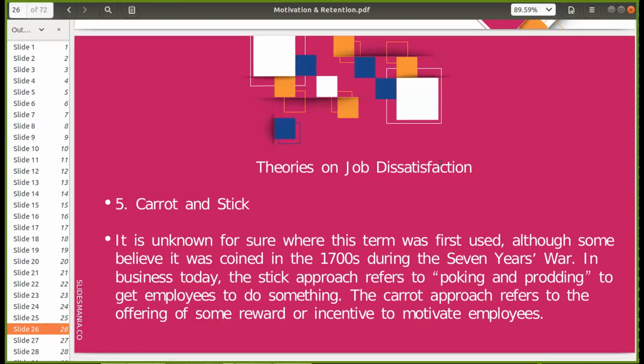Pag sinabi mong carrot and stick, it refers to poking and prodding. Parang you point the employee to do something. Parang, uy, gawin mo 'to, uy, yan, no? So, tinatap mo siya, parang in a negative way. You command. While the carrot approach naman, offering rewards or incentives to motivate employees.